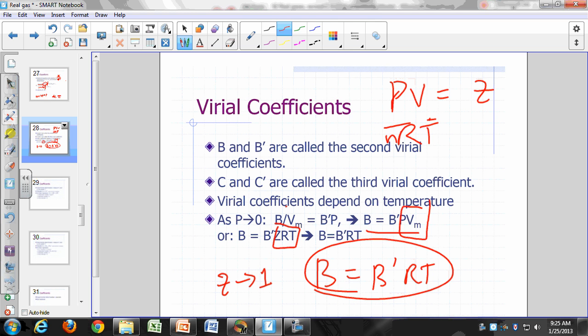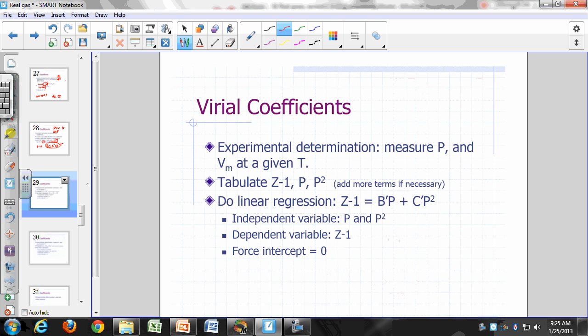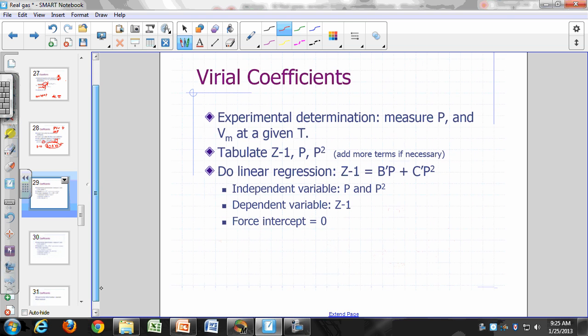So if you can look up the value for B, you can solve for B prime. If you can look up the value for B prime, you can solve for B. This is how the two are related. So how are these determined?